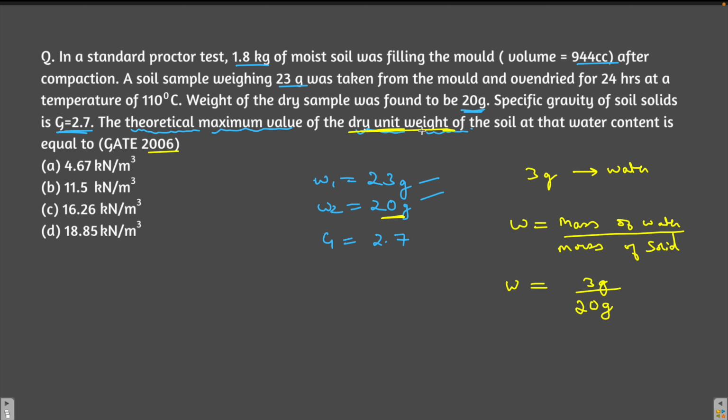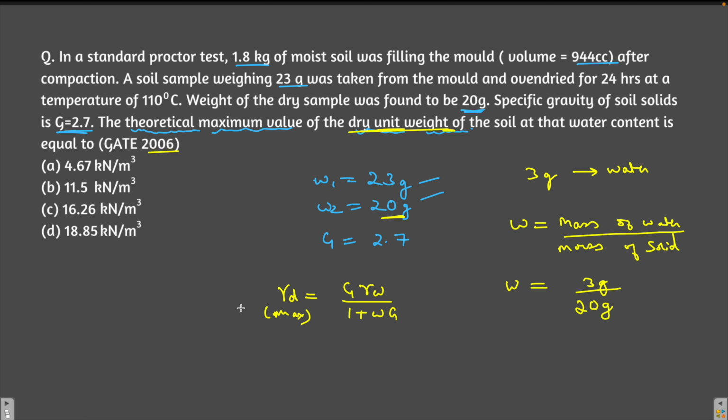I've also told you what the significance of the zero air void line is. It signifies the maximum gamma d which can be achieved theoretically, but it is not a practical concept. So what is the equation of the zero air void line? Gamma d is equal to G gamma w by 1 plus wG. So we'll make use of this in order to find gamma d. In fact, it is gamma d max, the theoretical maximum dry density which the soil can achieve. So see how important the equation of the zero air void line is. Thrice they are asking you questions based on the zero air void line.